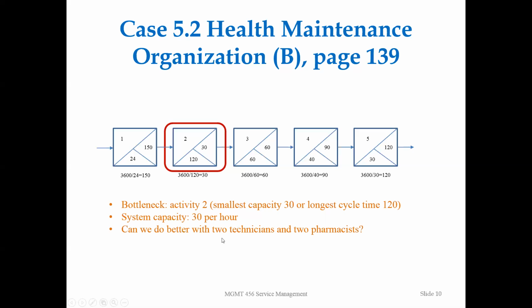Okay. Next question, can we do better? Right now the system capacity is 30 per hour. I want you to remember this number. So can we increase the capacity? The question is, can we do better with 2 technicians and 2 pharmacists? Right now, with the current process, we need to hire 2 technicians and 3 pharmacists. So now the question is, if we hire fewer people, can we do even better?